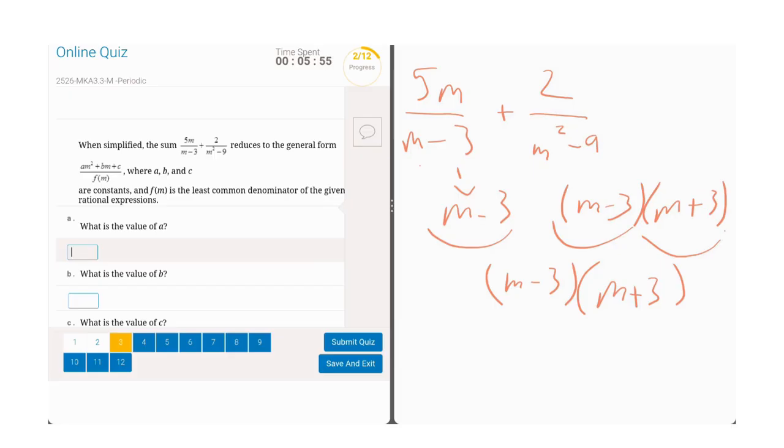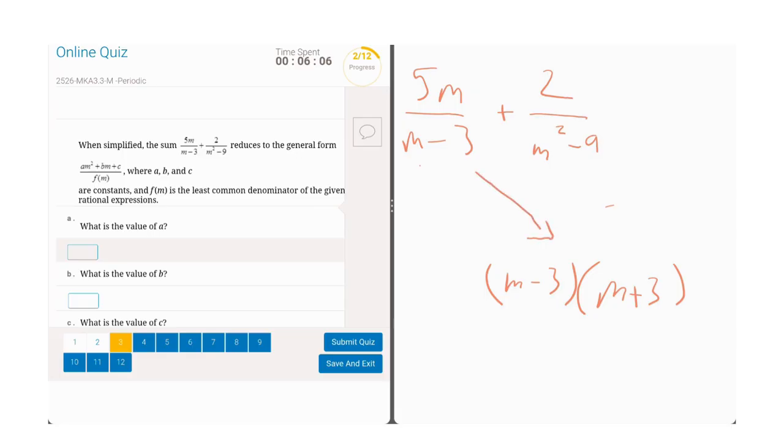So we go back to the first fraction. We need to change the fraction. We need to multiply both sides so that the denominator instead equals this. Because we already have m minus 3 in the denominator, we can just multiply by m plus 3 on both sides. So I multiply by m plus 3, multiplied by m plus 3.